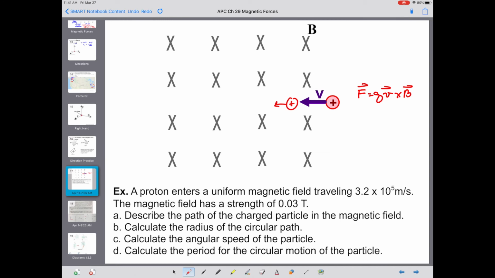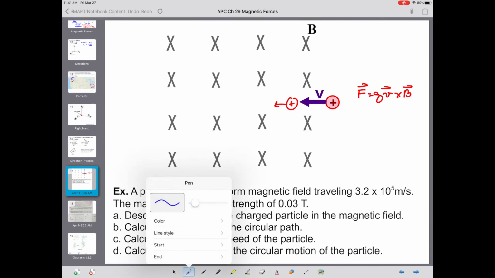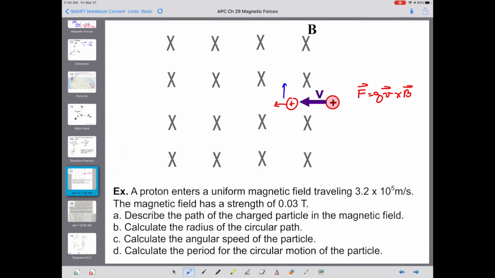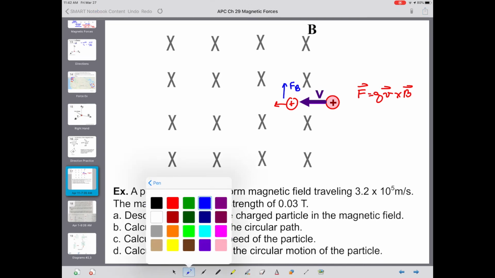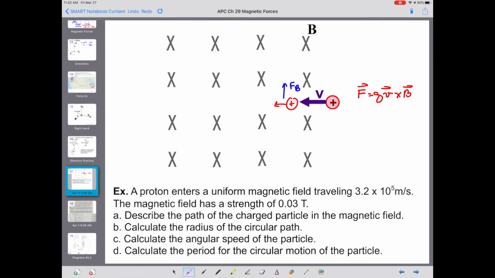We would point our fingers of our right hand to the left, wrap our fingers then into the screen or downward, okay, from my point of view. And so what we're going to get on our object is a force in this direction. And so then what's going to happen to the positively charged particle is that it is going to move in this direction, and it's going to circulate. And that's what we're going to calculate in B, C, and D.